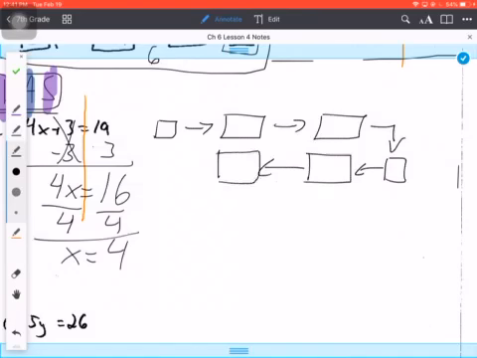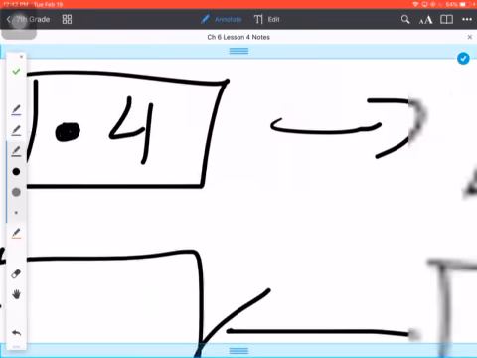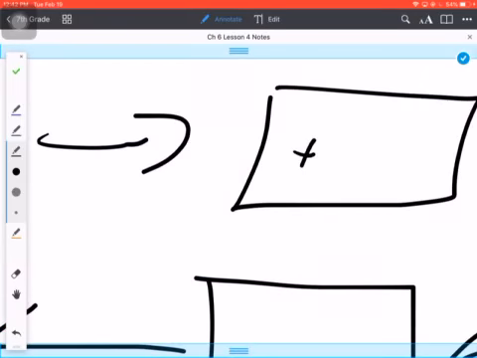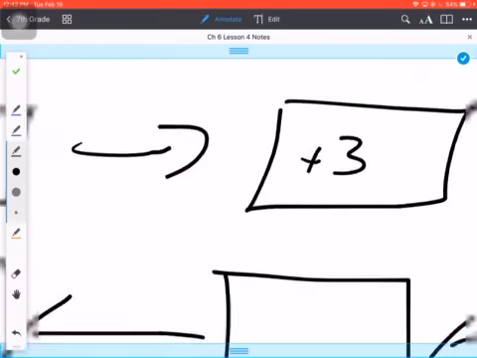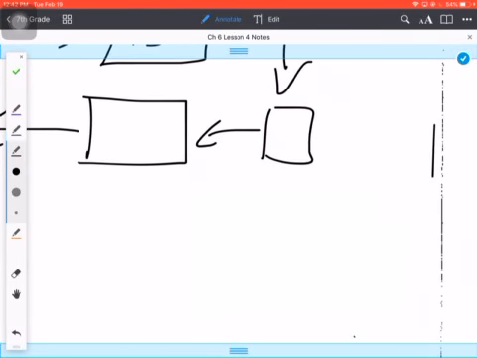I'm going to draw this out. This is x. First thing that gets done as far as order of operations goes is I multiply by 4. Next thing that gets done to it is adding 3. And if I look at the problem, I get 19 as my answer.